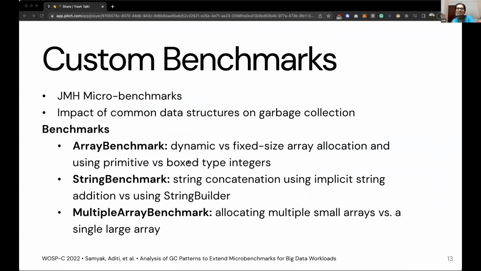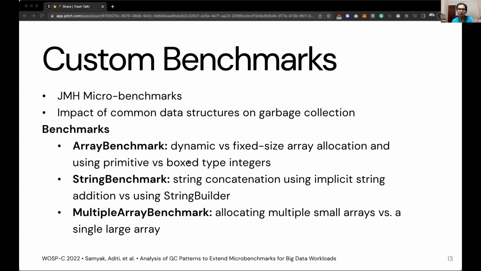So based on the access patterns observed in the Hadoop results, we codified some of the patterns leading to custom JMH benchmarks. And these were implemented having the IONOT benchmarks as a reference. So the benchmarks we implemented were dynamic versus fixed size array allocation.